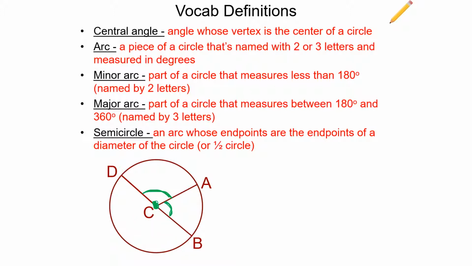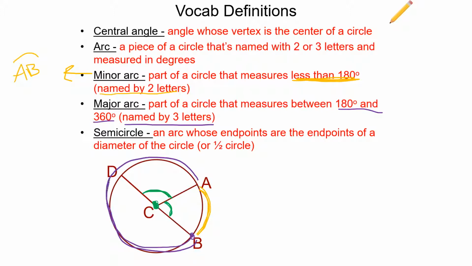Okay, an arc is a piece of a circle that is named with 2 or 3 letters and measured in degrees. So when we talk about arcs, like arc AB, this would be actually a minor arc. Arc AB, or minor arcs, are always named with only 2 letters. So it's a part of a circle that measures less than 180 degrees. I'm going to use purple for a major arc. So a major arc then is a part of a circle that measures between 180 and 360, and it's named by 3 letters. So if we look at our picture below, like from A to D to B, that would be one major arc because it's more than 180 degrees.